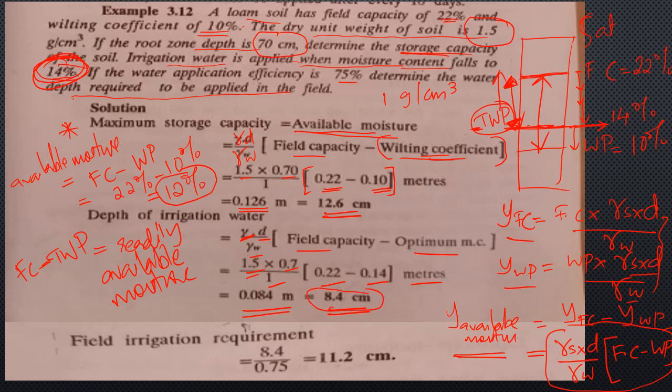Now the water application efficiency is given as 75%. Therefore, to determine the depth of water required to be applied in the field, we divide the depth of irrigation water by the application efficiency 0.75, that is 8.4 divided by 0.75, that is 11.2 centimeter. This is the final answer, the amount of water that has to be applied in the field so that after losses 8.4 centimeter of water is available in the field. So the final answer is 11.2, the field irrigation requirement.